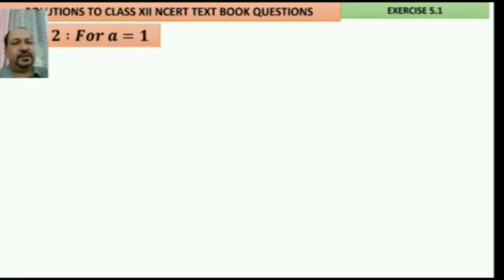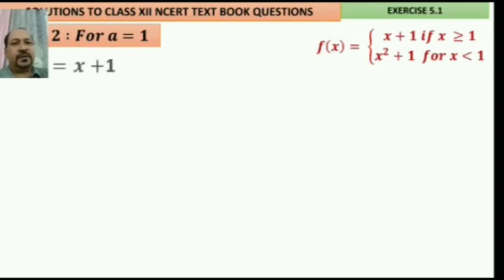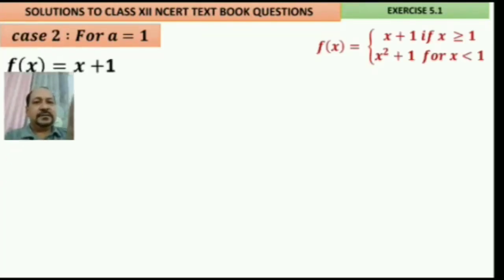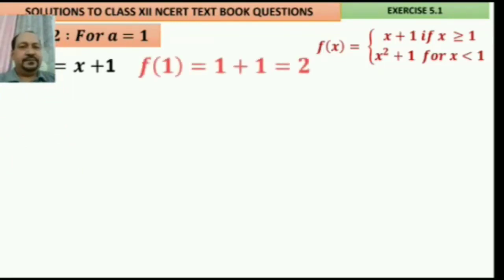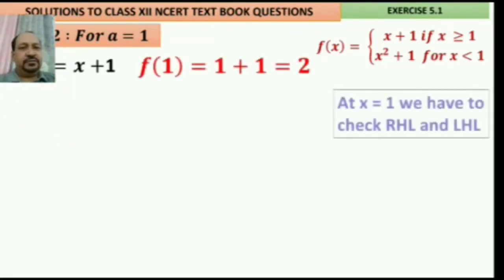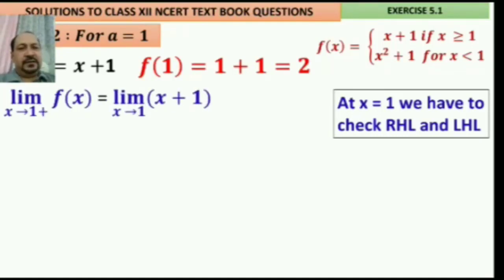Case 2, for a equal to 1, f of x equal to x plus 1, f of 1 equal to 2. At x equal to 1, we have to check RHL and LHL. So RHL, right hand limit, limit x goes to 1 positive f of x equal to limit x goes to 1 of x plus 1. You will get 2.